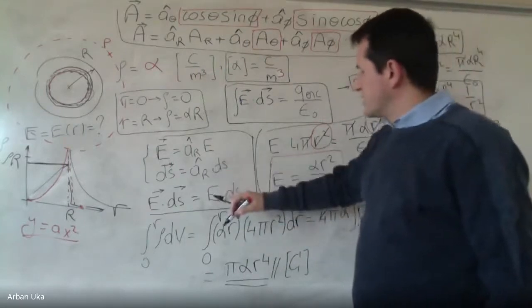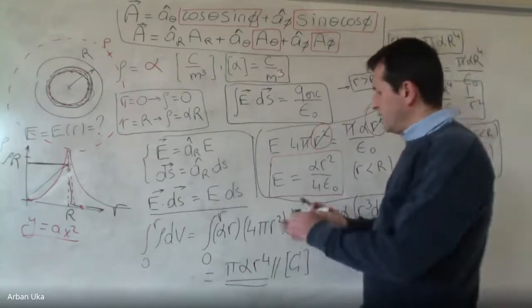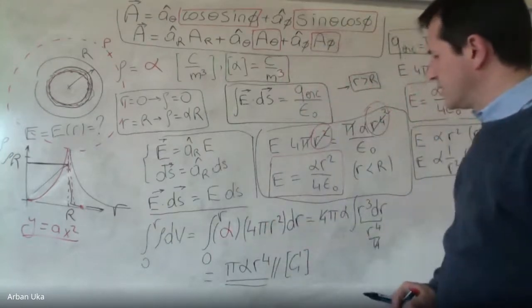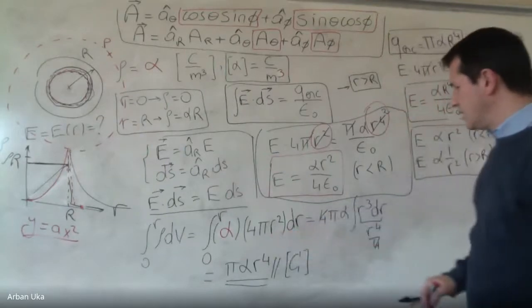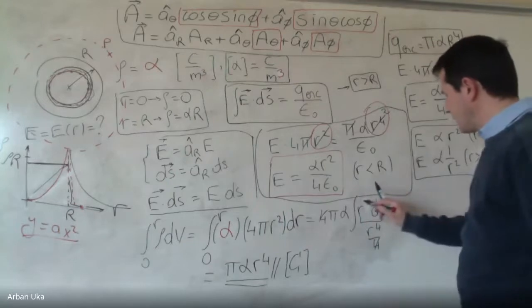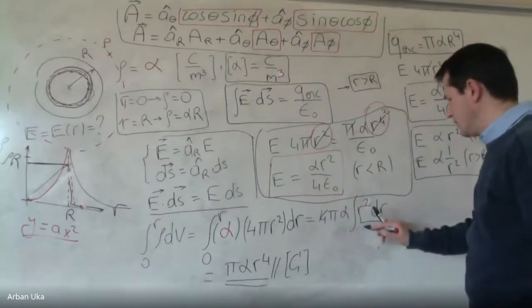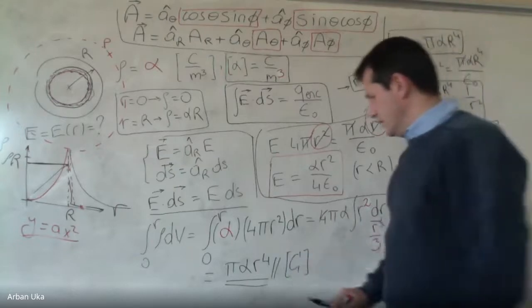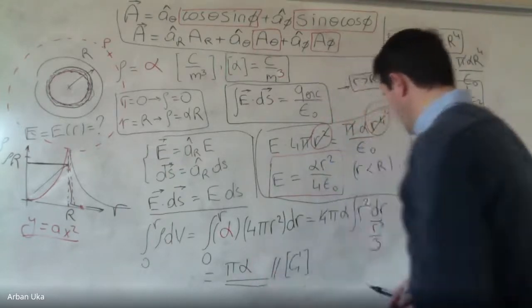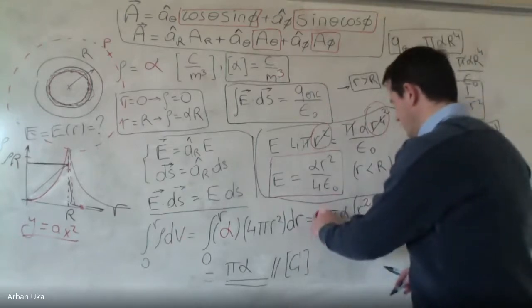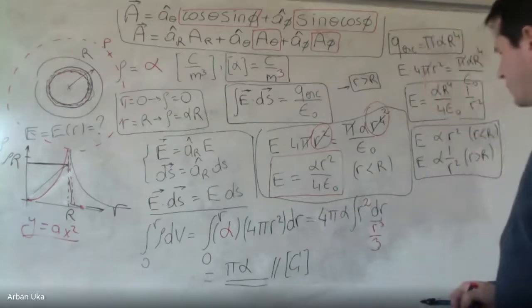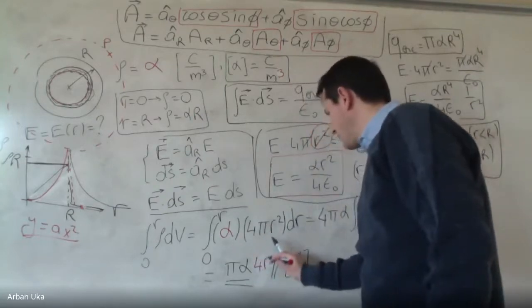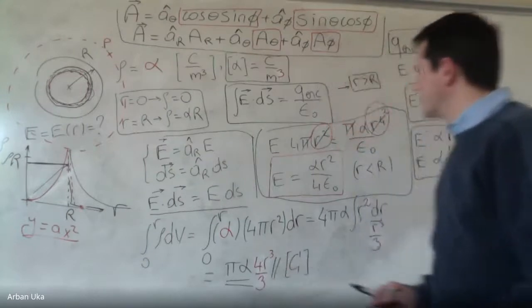And then this would be the same. The only thing that would change is the charge density, which would be just alpha. It would be a constant that would be taken out of the integral. And we would have the integral of r squared dr, which would be equal to r cubed over 3. So this would be modified again. Let's see what is left. This 4 would not be cancelled out. So we would have pi alpha 4 r cubed over 3. So this would be the enclosed charge.